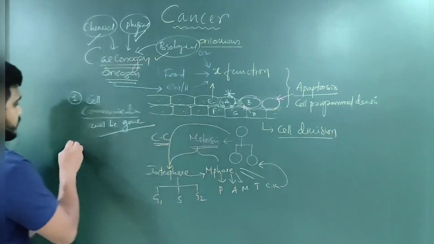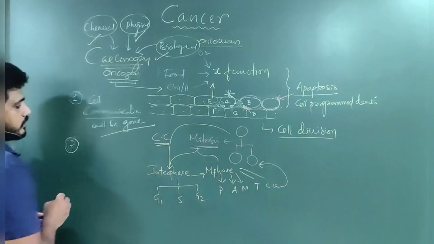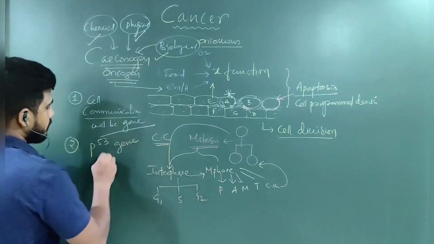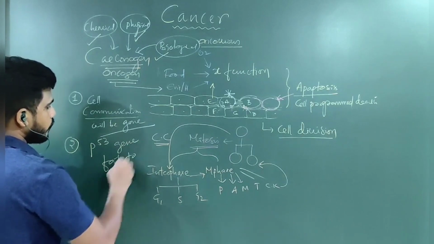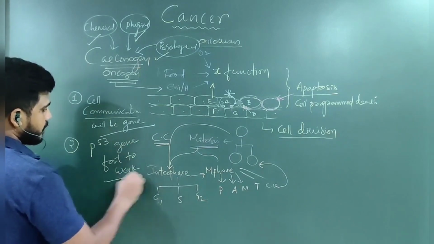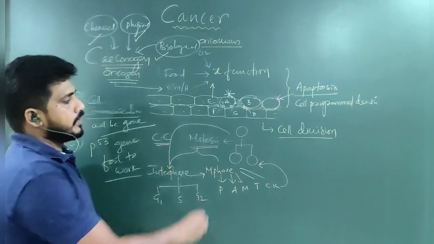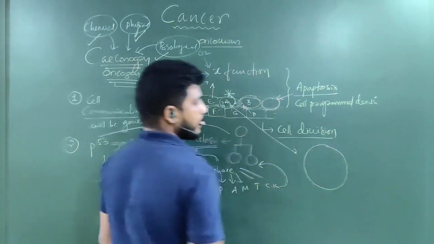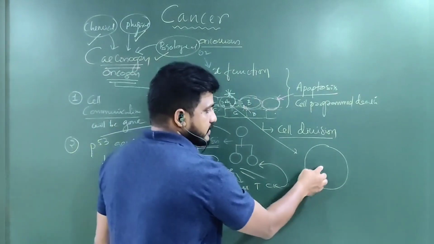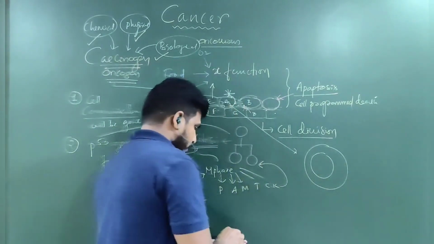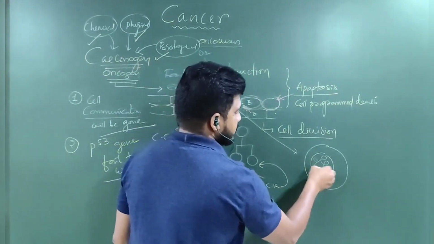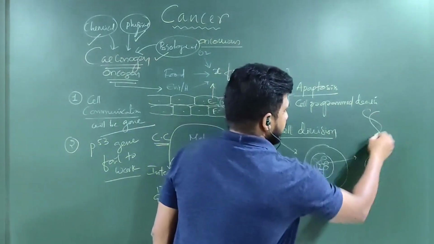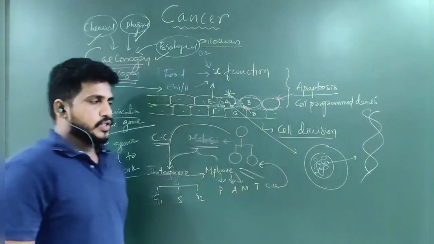Then the second thing is the P53 gene fails to work. What is the P53 gene? I will tell you. Let me take this cell A, a little bigger. In that, the nucleus is there. Inside the nucleus there is genetic material. This genetic material is nothing but DNA.